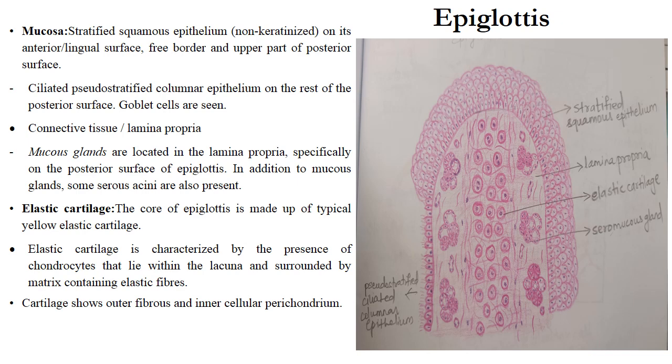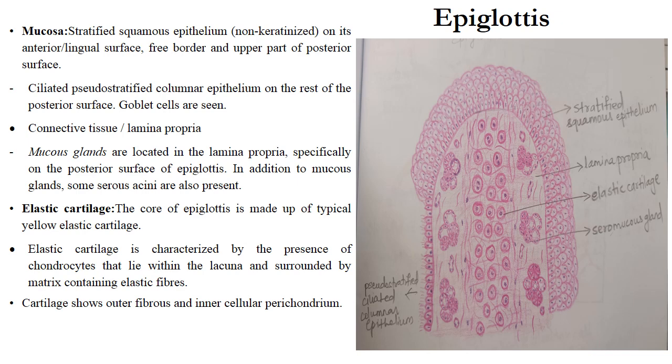So the central core of epiglottis is made up of yellow elastic cartilage, and it shows characteristic chondrocytes. So these are single, large. They are lying within the lacunae. They are surrounded by the matrix which contains elastic fibers in them, and the cartilage also shows perichondrium. So this perichondrium has outer fibrous layer and inner cellular layer.